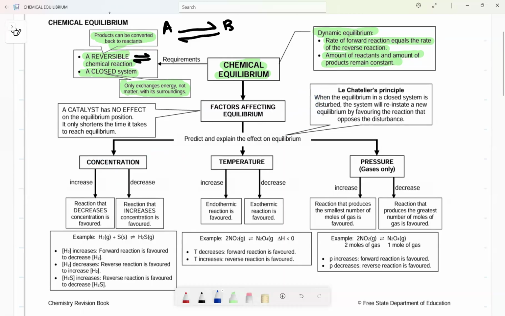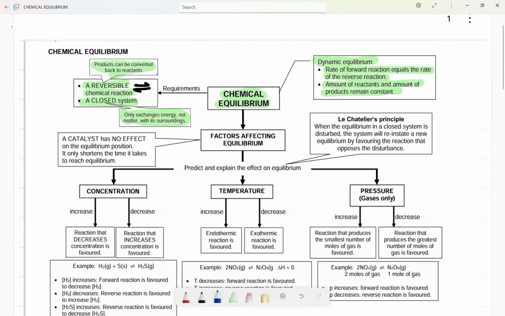Now we are here, a closed system. It is a system that only exchanges energy, not matter, with its surroundings. What do we mean? Let's consider ourselves having, let me do an example that is very interesting. It is not necessarily a reaction, right? But I want you to see something from this. This is just an example that is not necessarily a reaction.